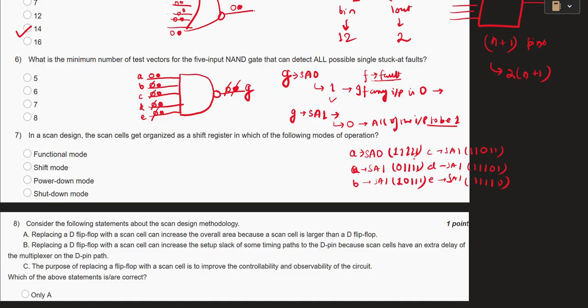So these are the six test vectors that are possible to catch all the faults, because there were six unique structured faults. These are equivalent to detecting all the other faults. There are a total of six. This is the answer: six test vectors.